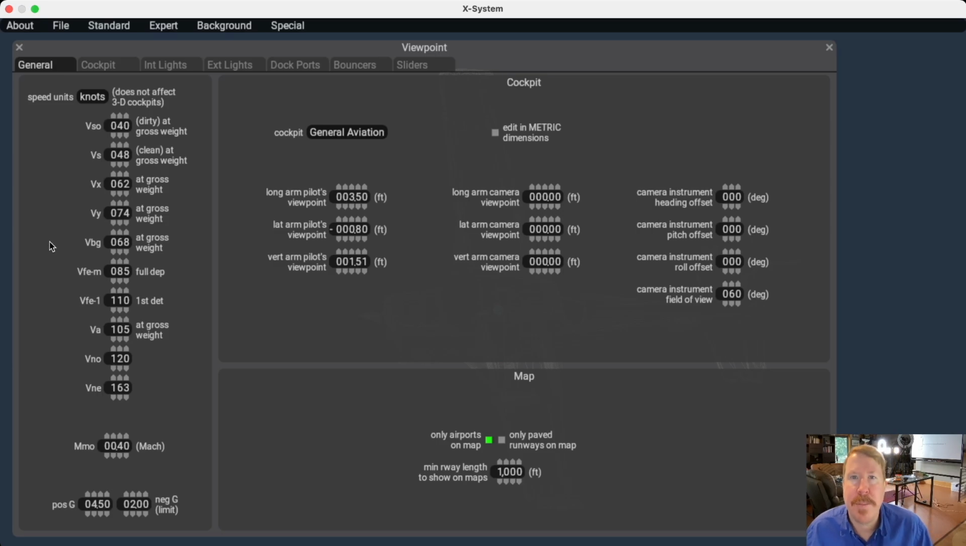After that is VBG. That is velocity best glide. So if the engine quits, you lower the nose just enough to hold that speed, and you're going to get your best glide on down to a hopefully safe landing.